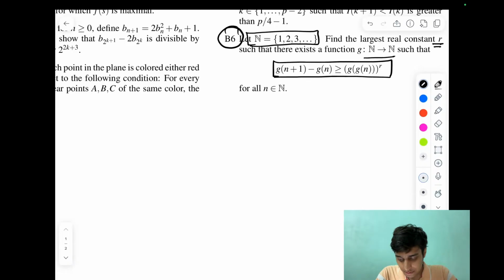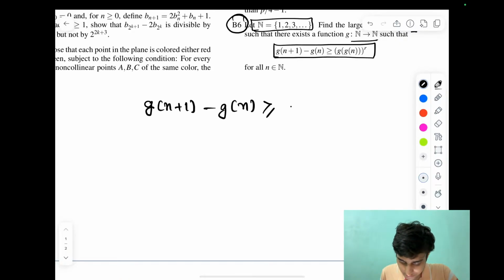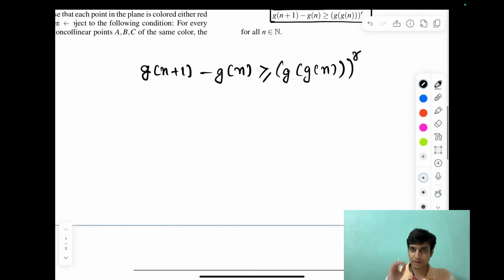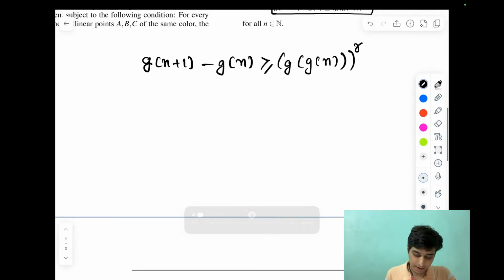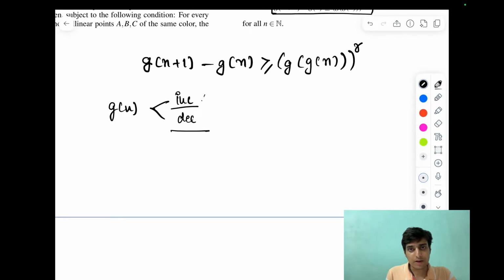We can approach this problem very easily. I can see this function says something, but we have to check whether what we are seeing, or perceiving, is actually true or not. So this function is this. Okay, that's my largest real number r. Then g of n can be two cases: it's increasing or decreasing. Only these two cases. Either it would be an increasing function or a decreasing function.